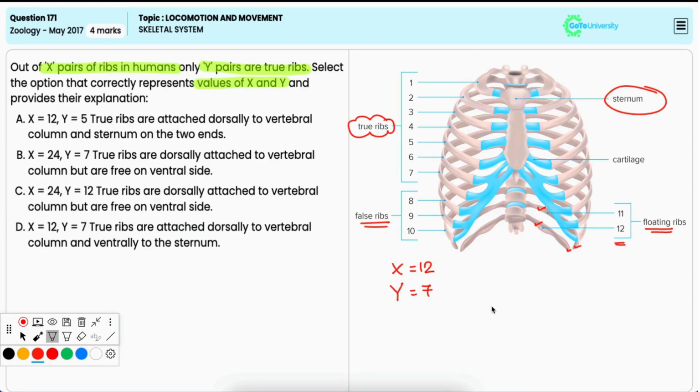So the correct answer is option D, that is X is equal to 12 pairs of ribs and Y is equal to 7 pairs of true ribs.